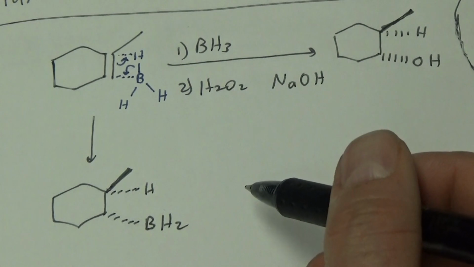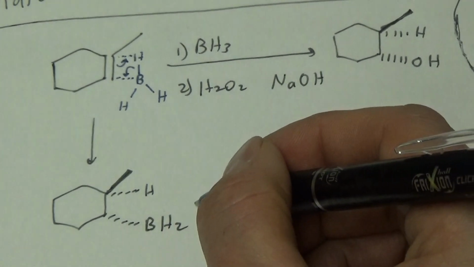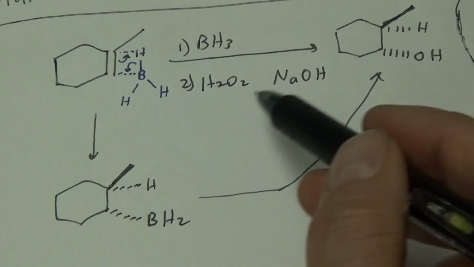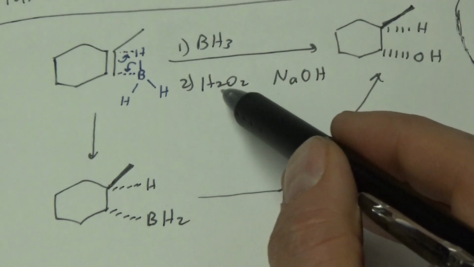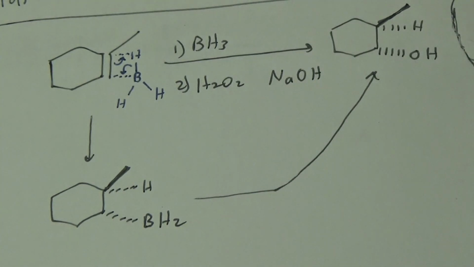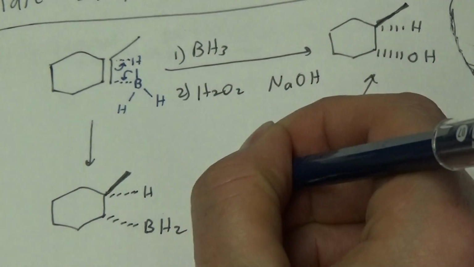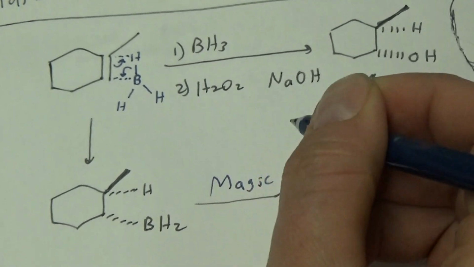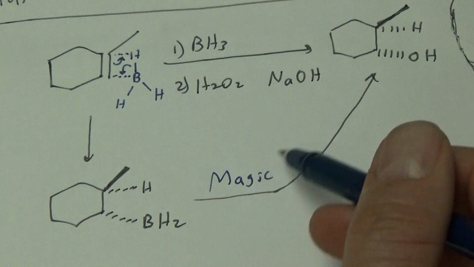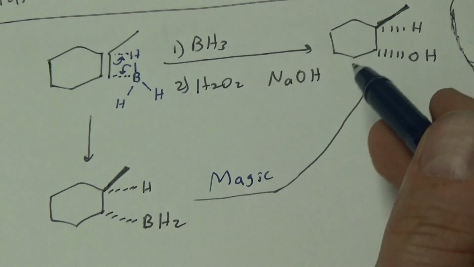Now there are subsequent steps of how the boron gets converted to the hydroxy group, and that involves H2O2 and NaOH. This is another one where, due to the lack of time, I'm just going to write magic. It's not that big of a deal. We can talk about it in office hours, or you can look in the book. The book does go through this mechanism.